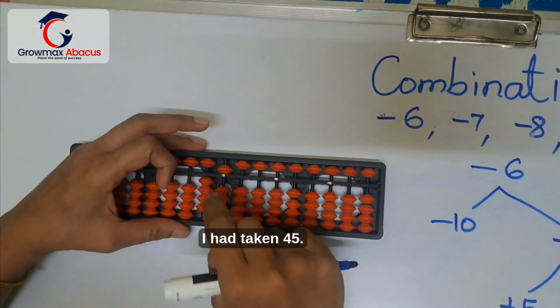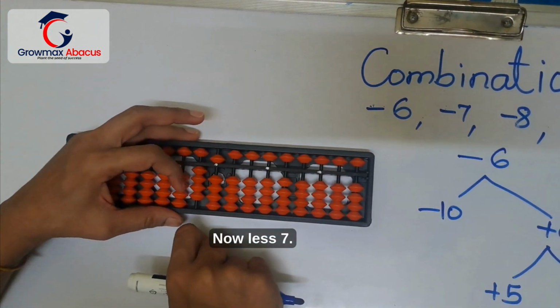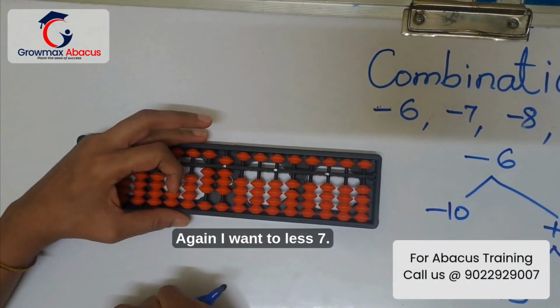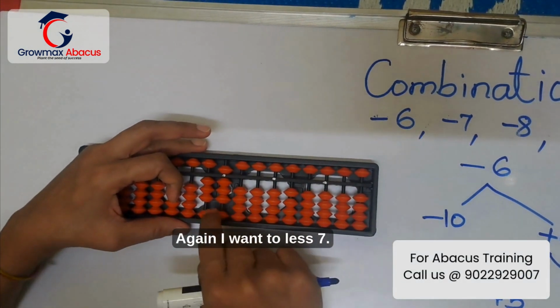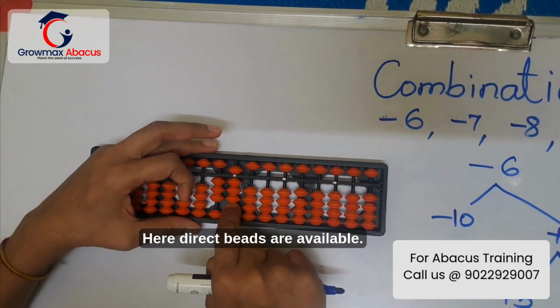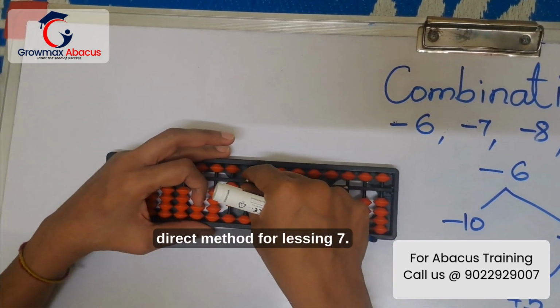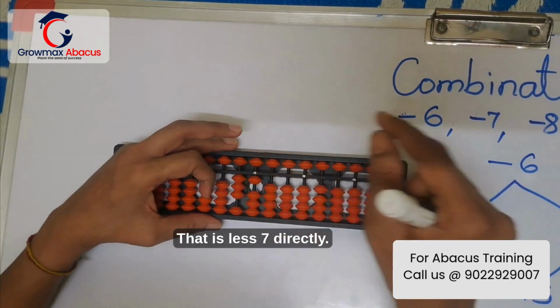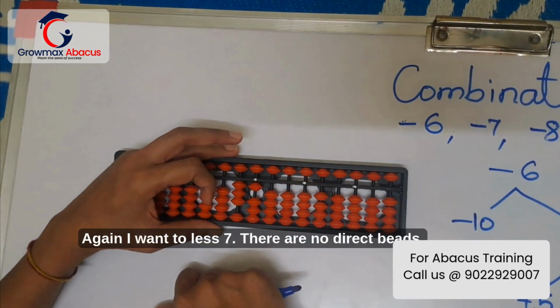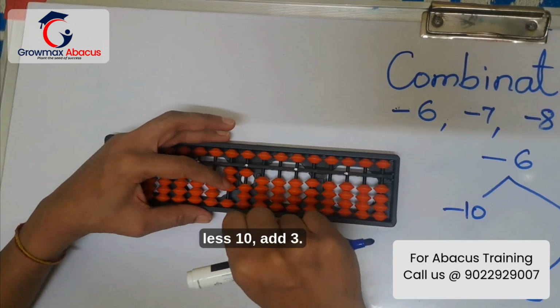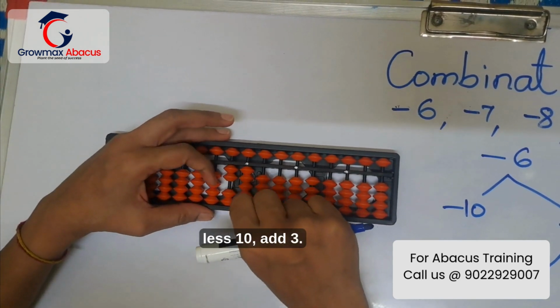Now we will see how to less 7. I had taken 45. Now less 7, that is less 10, add 3. Again I want to less 7. Here direct bits are available. Then I will use the first method, direct method, for lessing 7, that is less 7 directly. Again I want to less 7. There are no direct bits. Then I will use big friend formula, that is less 10, add 3.